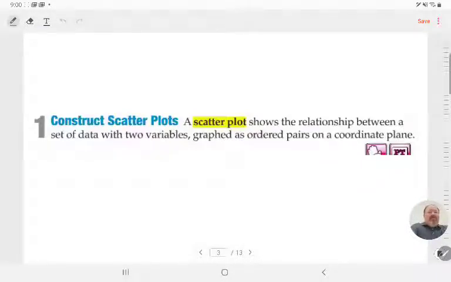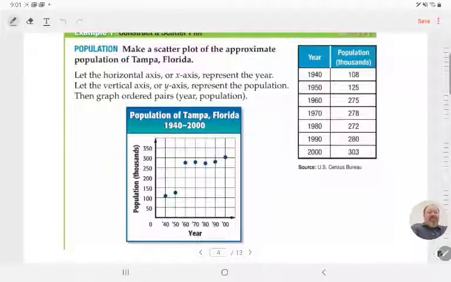All right, so to construct scatter plots: a scatter plot shows the relationship between a set of data with two variables graphed as ordered pairs on a coordinate plane. Okay, so bringing together some things that we've already learned in this chapter. Make a scatter plot of the approximate population of Tampa, Florida. So we have our data. This would be our X. This is our Y. We make a scatter plot.